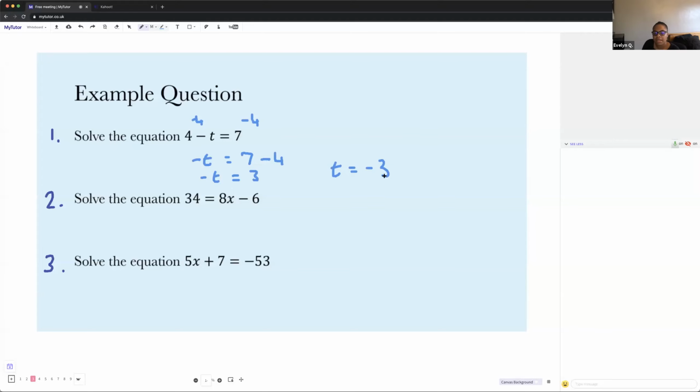So hopefully that makes sense to everyone. When you're solving, you always want to make sure you have the positive version of the letter and what that equals to, not the negative version of the letter.